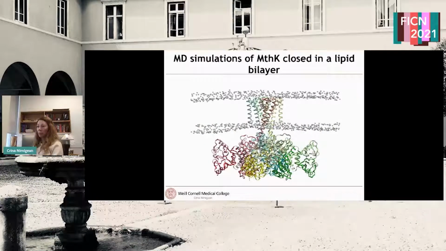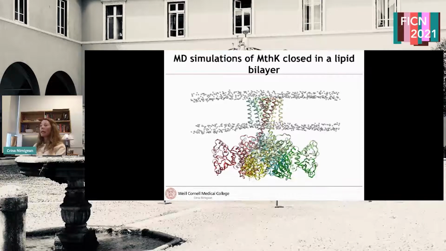The other thing that I wanted to point out is that we were kind of concerned about the tilts. So I was like, what's going on with this RCK domain tilts? Are these physiological at all? Are these induced by the nanodisk? Could we reproduce such tilts of the gating ring in a planar membrane? In order to do that, we did MD simulations, and when I say we, I mean Toby Allen and Emily Flood from RMIT in Australia did MD simulation of the MTHK closed in a lipid bilayer.